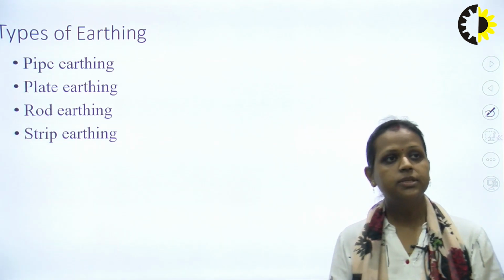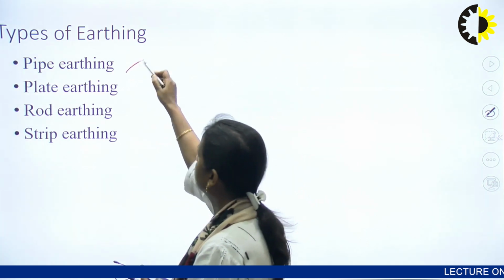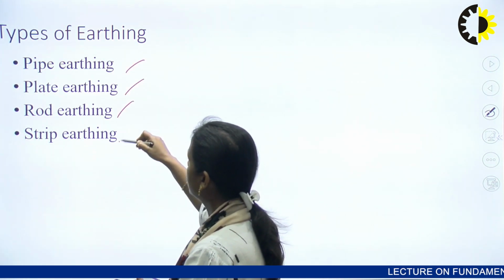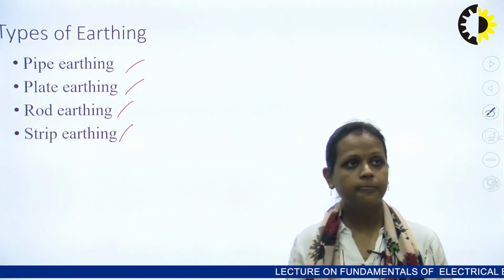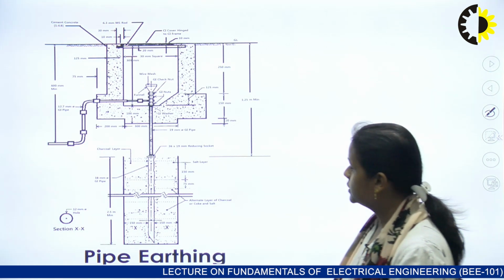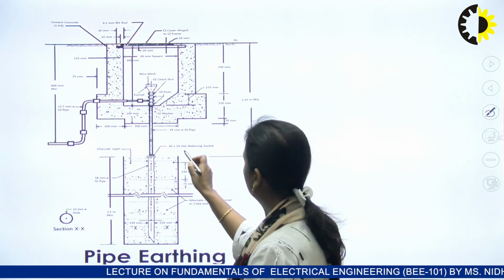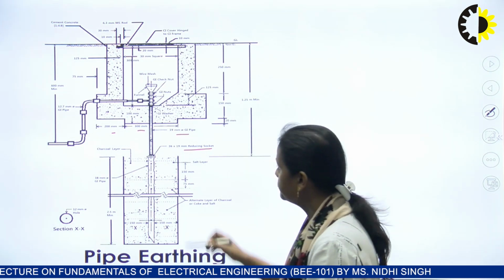So now coming to the types of earthing. There are different types of earthing, that is pipe earthing, plate earthing, rod earthing and strip earthing. So let's see these different types. So this is the structure of pipe earthing. All the dimensions are mentioned here in the diagram.